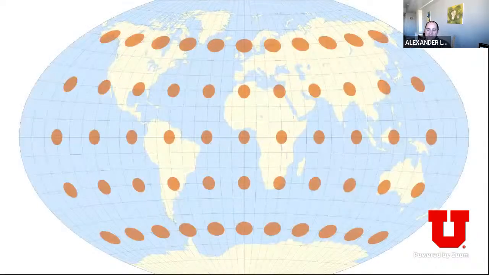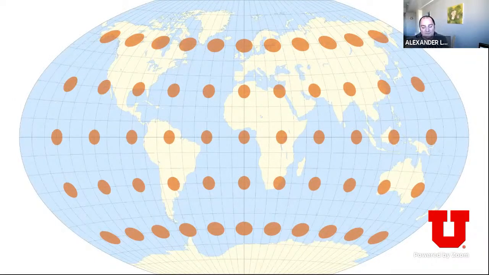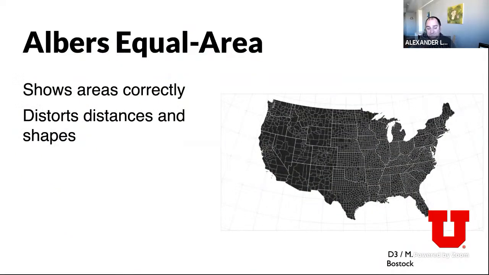Here we can see that if we have circles of equal size mapped on different places on this Winkel tripel projection, right in the middle on the equator it's still a little bit smaller than up in the north, but it is much, much less pronounced. But we do have this distortion effect going on. Albers equal area is a projection that is very common if you want to show a map of the United States. This shows areas correctly and distorts distances and shapes.